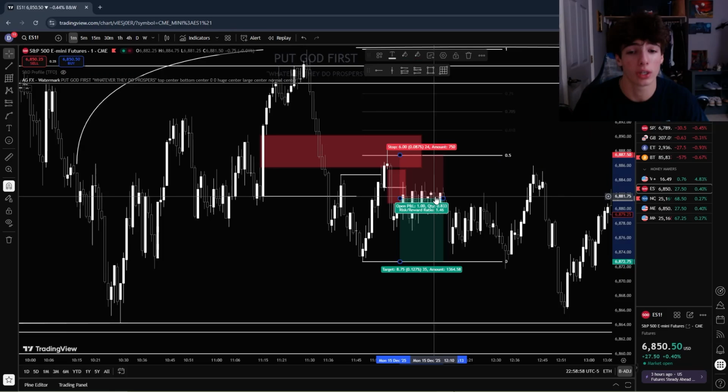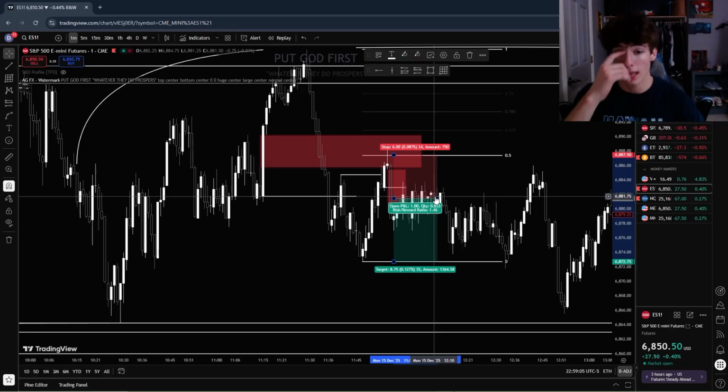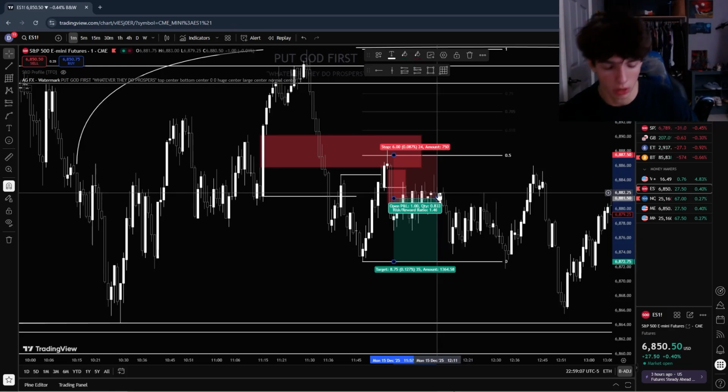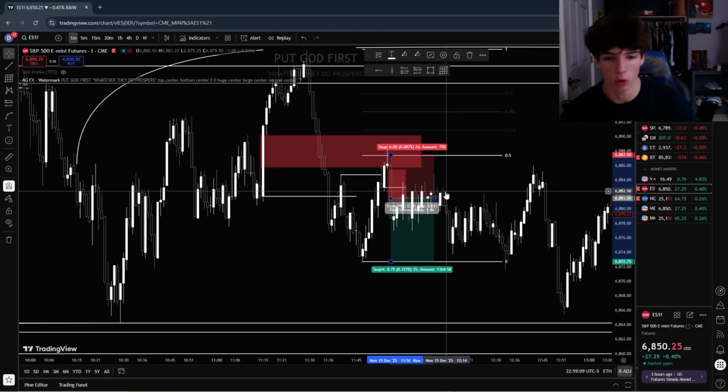And it's a 1.46R, which means if I took this off I make 1.5 times the amount of my trade. That's okay, it's not the best. I want to be around 2. Let's see, how can we make this better and be more efficient?